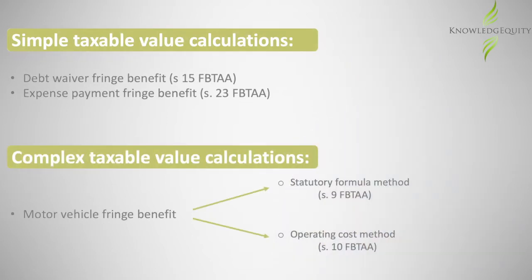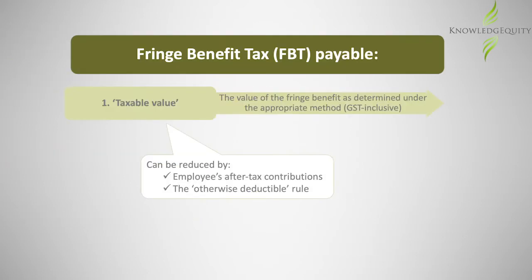For instance, for a motor vehicle fringe benefit, there are 2 formulas that the employer can choose from, being the statutory formula method and operating cost method. The statutory formula method is a broad formula that does not take into account most of the actual expenses incurred by the employer, whereas the operating cost method uses a formula that does take into account the details of the actual expenses. Note that the taxable value of a fringe benefit can be reduced by the employee's after-tax contribution.